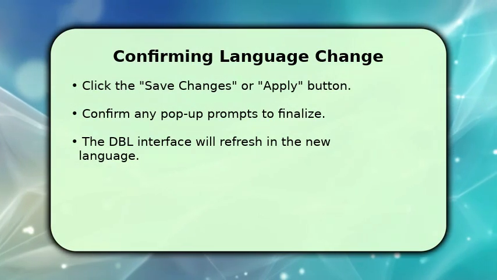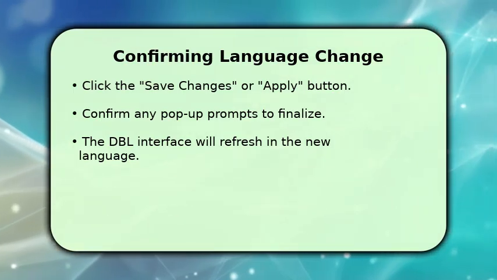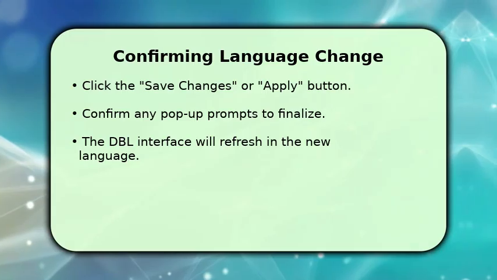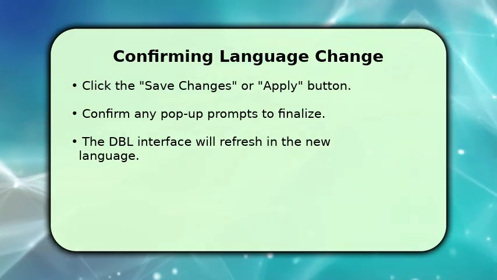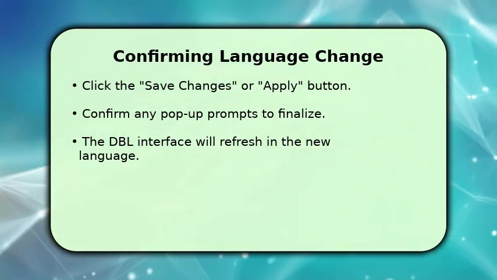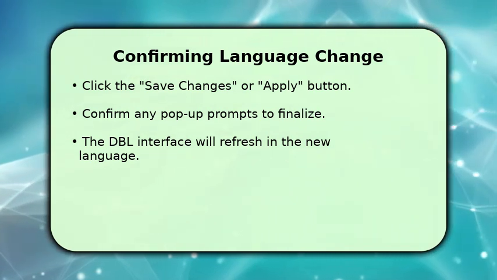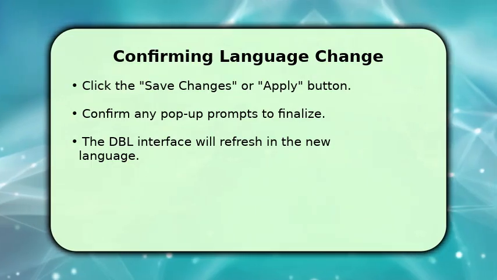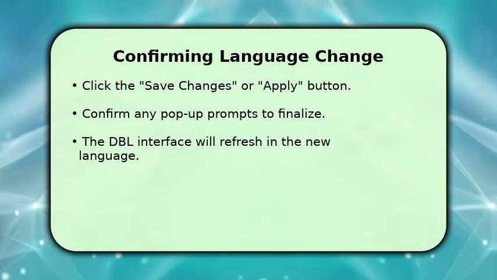Once you have selected your preferred language, it is crucial to save your changes. Look for a Save, Apply, or Update button, often located at the bottom of the settings page. Click this button to confirm your selection. The DBL platform will then refresh, and all text elements should now be displayed in your newly chosen language. This process usually takes only a few seconds.